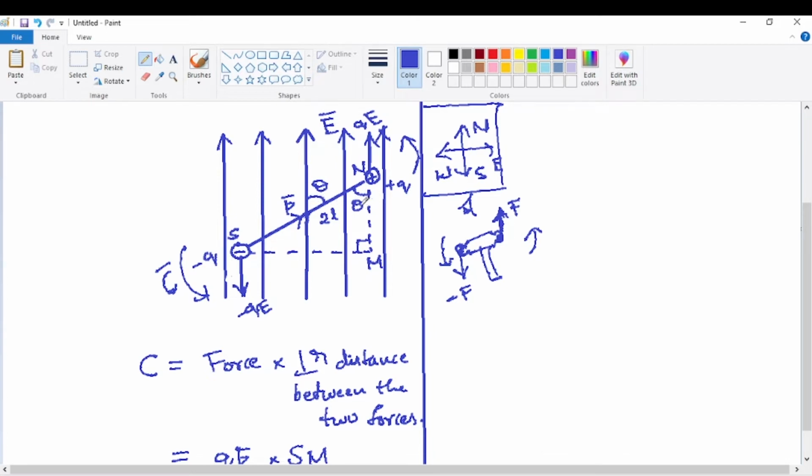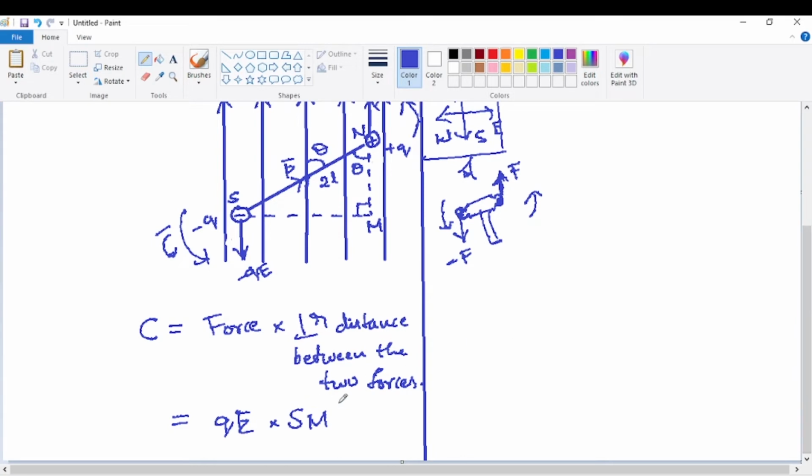Now use the trigonometrical ratio involving this side and this side. So this side is opposite to theta. And this side is opposite to 90 degrees. That means this side is the hypotenuse. So opposite side and hypotenuse, the trigonometric ratio is sine theta. So use the equation for sine theta.